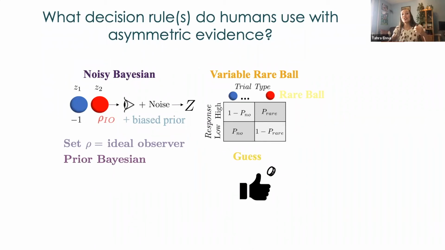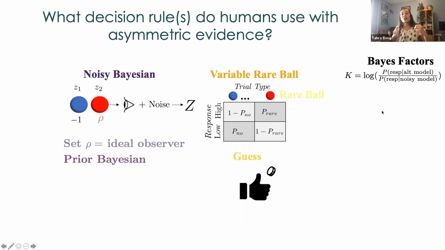So in order to identify which model is actually the most relevant to each subject's responses, we're going to compare using Bayes factors. And so in this case, when we talk about Bayes factors, I'm considering what is the probability that these responses came from a particular model as compared to the probability that these responses came from this noisy Bayesian model. And so by doing this, this allows me to actually differentiate whether or not we think an alternative model is better than this noisy Bayesian base model.